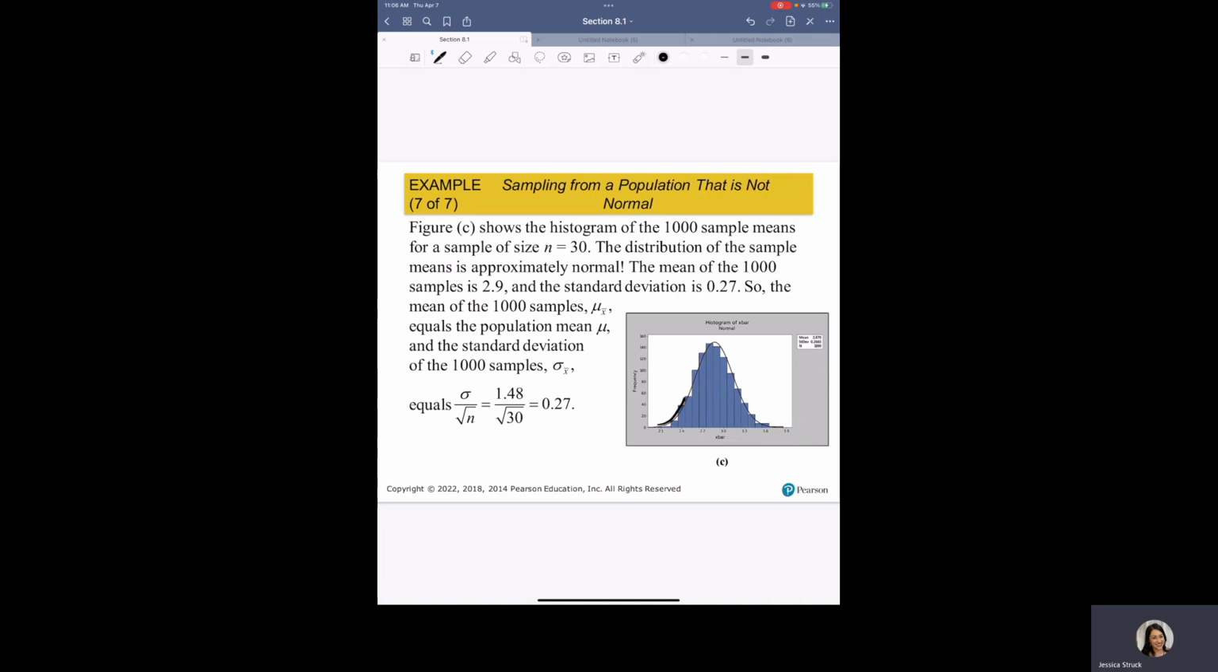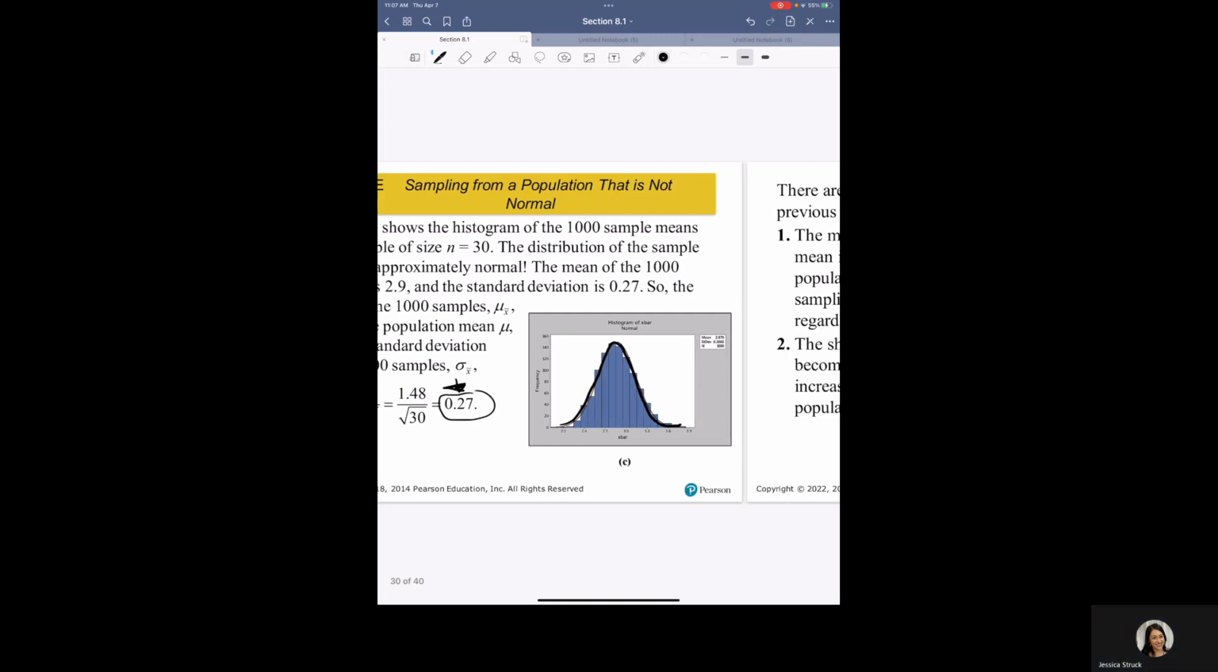And again, we can repeat this process, but now I'm going to take size 30 samples. So for every sample, I'm going to look at 30 different households and ask how many people live in each of your households. And again, the mean stays the same, but the standard deviation decreases.